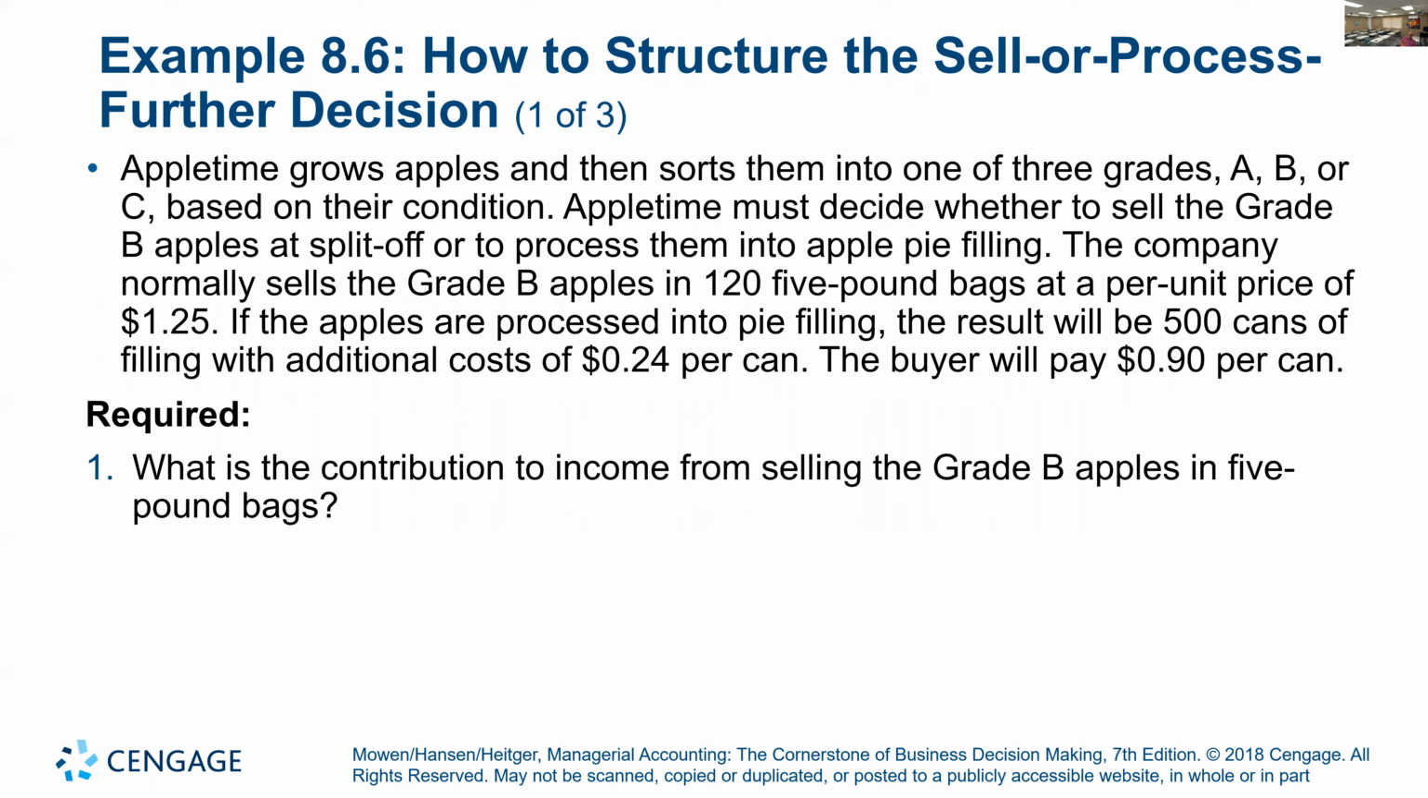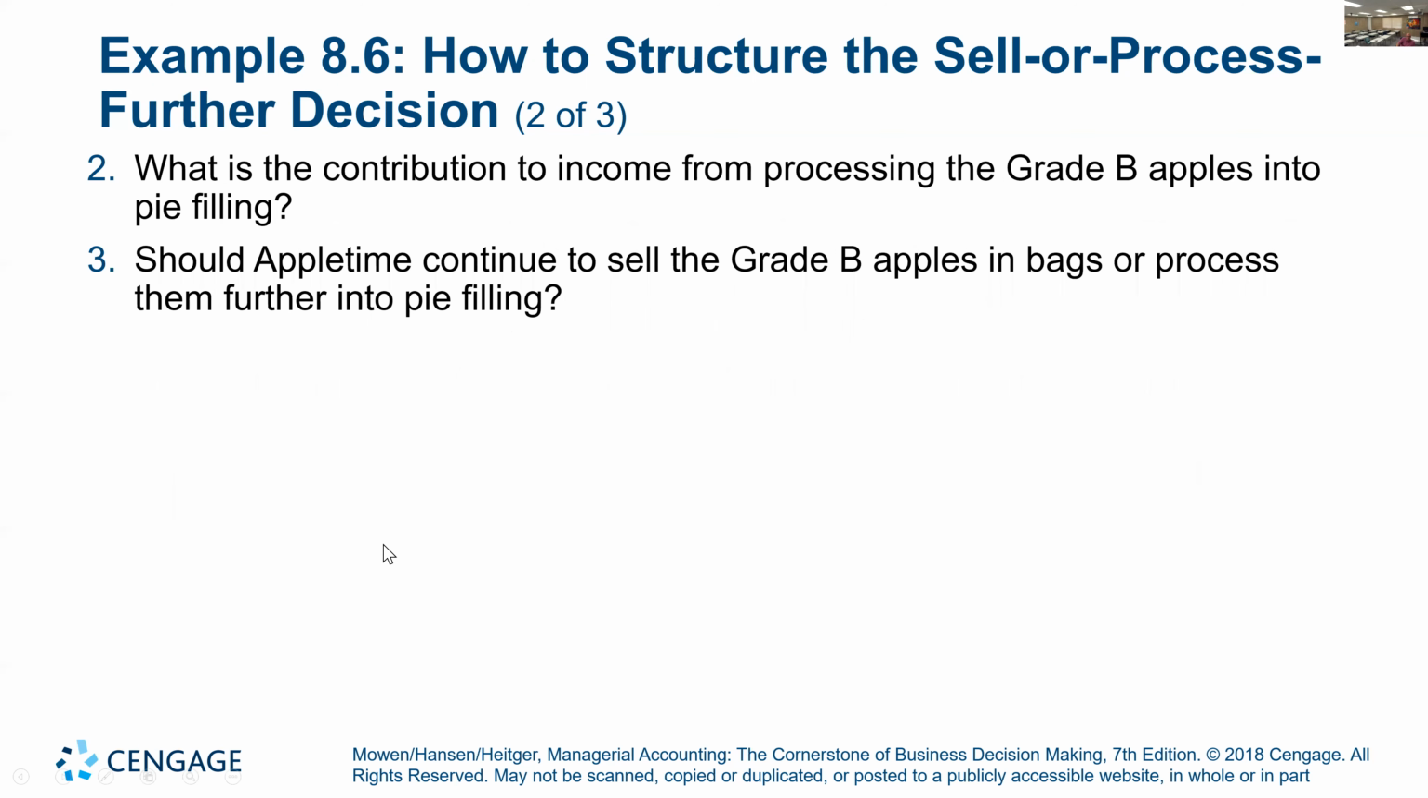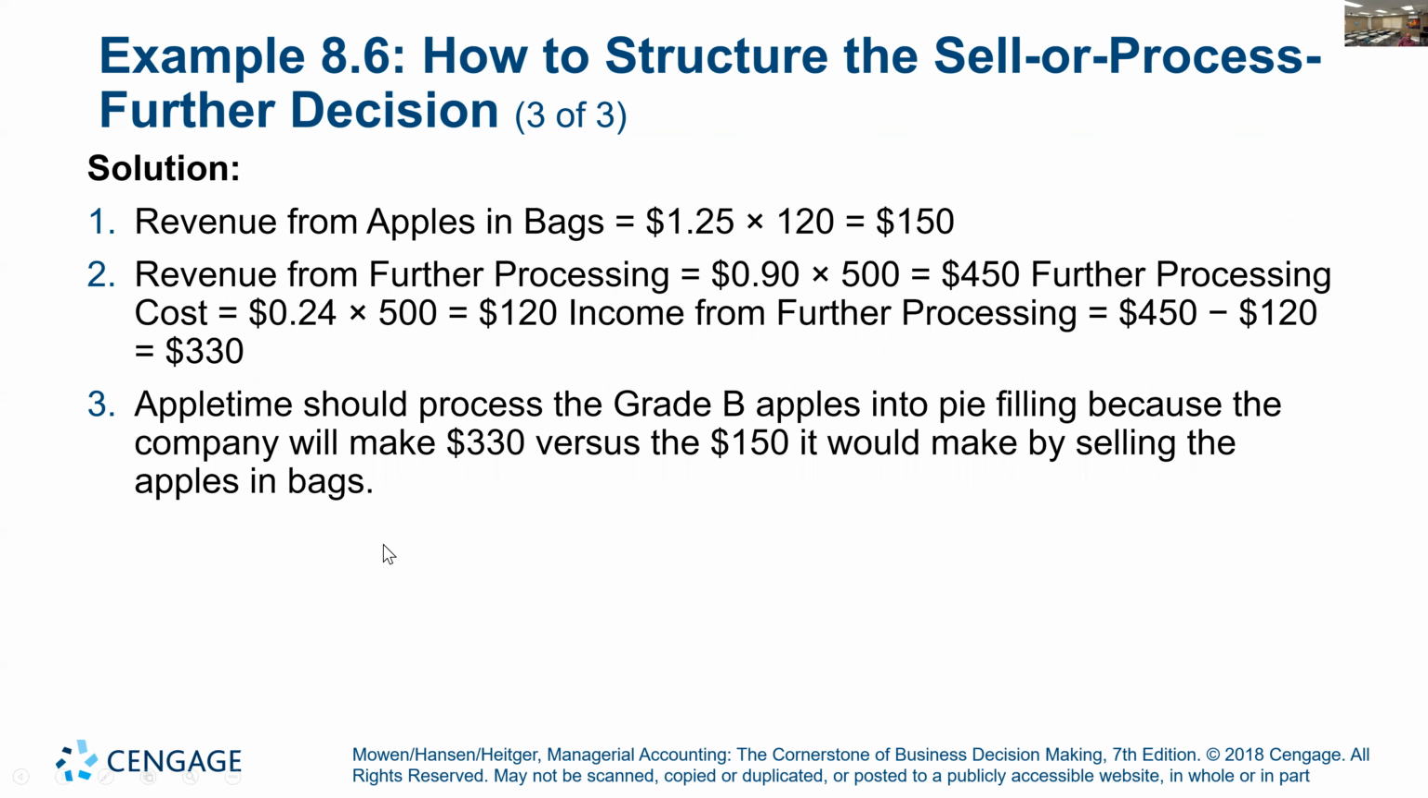We sell the grade B apples in 5-pound bags at a unit price of $1.25. So if we were to sell the apples, it says first, what is the revenue? We sold 120 bags of 5-pound bags at $1.25 each, $150.